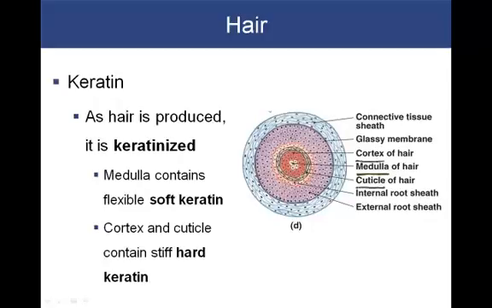The medulla contains soft keratin. This is a very flexible form of the protein. And the cortex and the cuticle both contain hard keratin. It's considerably stiffer, and it's this hard keratin that actually gives hair its somewhat stiff property.